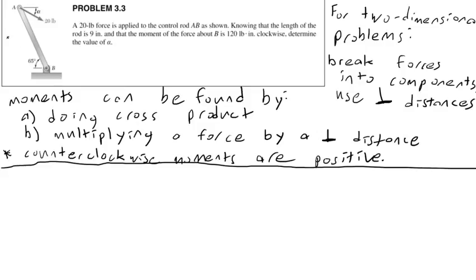Now let's look at this. So what do we have here? We have a 20-pound force applied to the control rod AB as shown. Knowing that the length of the rod is 9 inches and that the moment of the force about B is 120 pound-inches clockwise, determine the value of alpha. So I'm going to do this using the method of perpendicular distances.